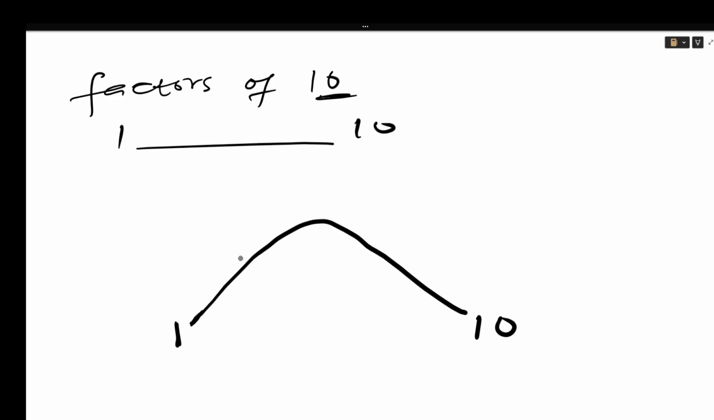Right. So any point on the left side, this is the left side of the hill, and this is the right side of the hill. Any point on the left side should have its corresponding point on the right side. So 1 has its point, and 10 corresponds. If I say it corresponds, it means when you multiply the number on the left by the number on the right, you should get the number in consideration, which is 10. Then you write this 10. So you can see 1 times 10 is 10.